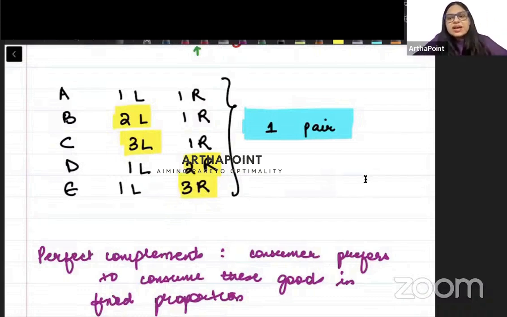To increase the satisfaction of the consumer, you need to ensure that you increase both the goods. जब good X का भी left को इंक्रीज किया फ्रॉम 1 to 2 एंड राइट को भी इंक्रीज किया फ्रॉम 1 to 2. When you increased both of them, only then the satisfaction of the consumer increased. Am I clear with it? Okay, beta. So this is about perfect complementary goods, right?